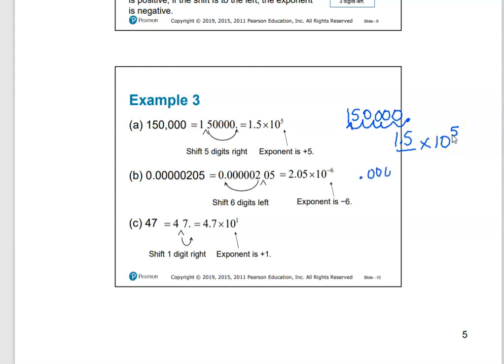Okay, this one, making sure I have the right amount of zeros. That's another thing about scientific notation.